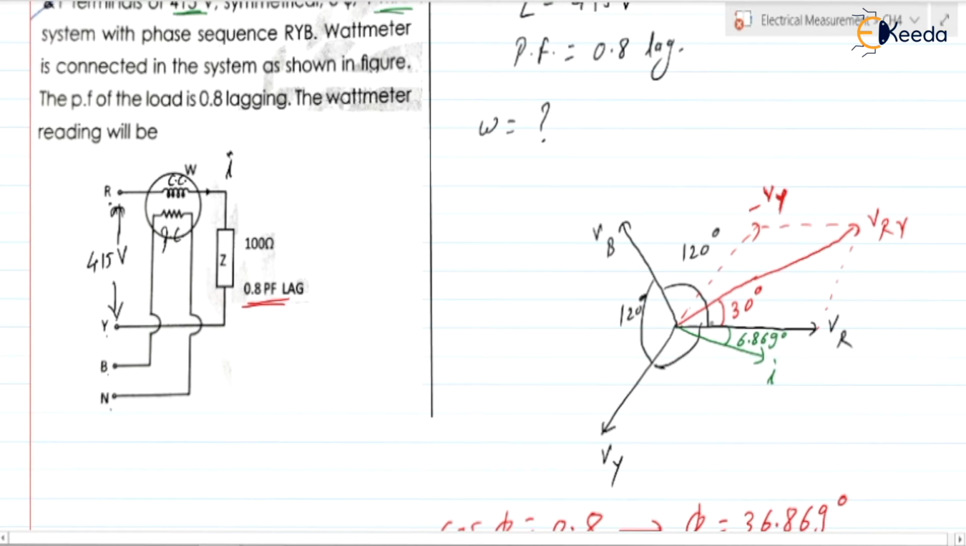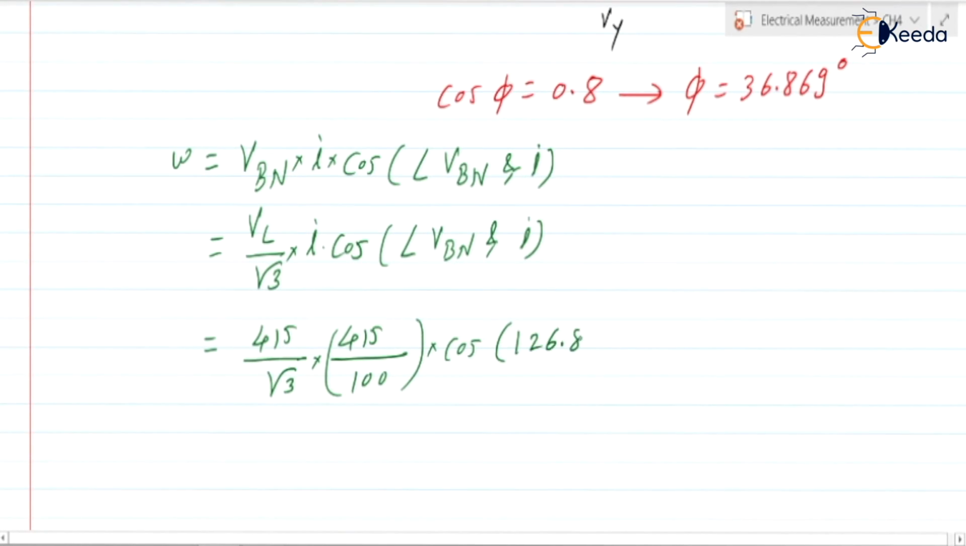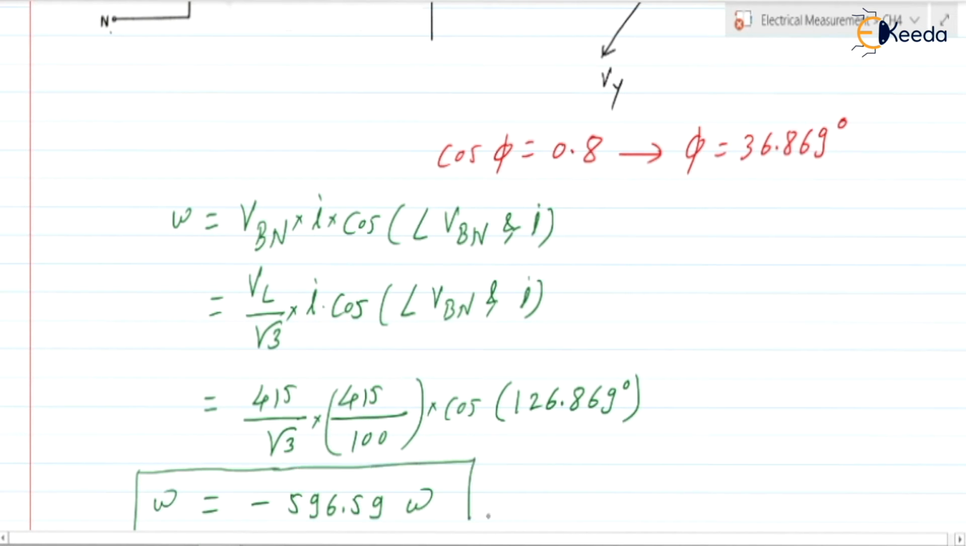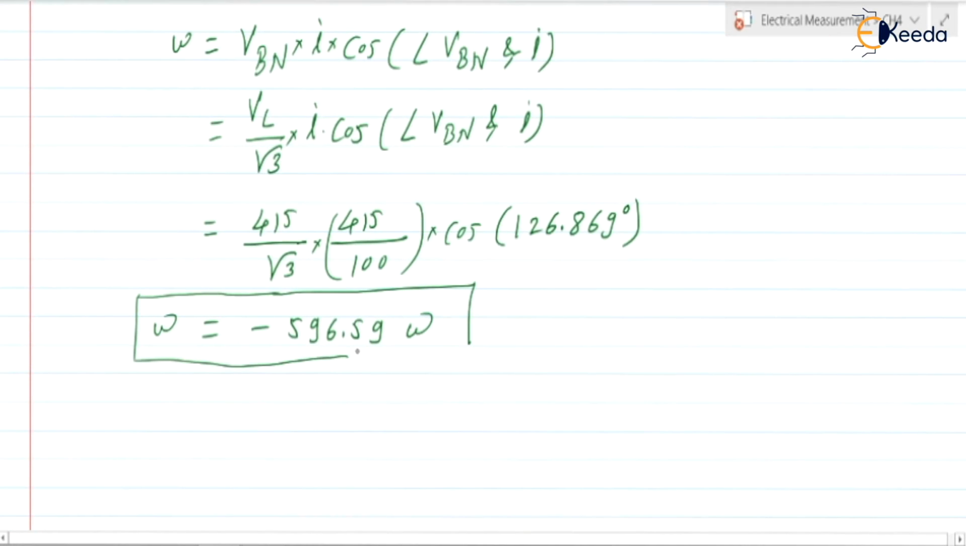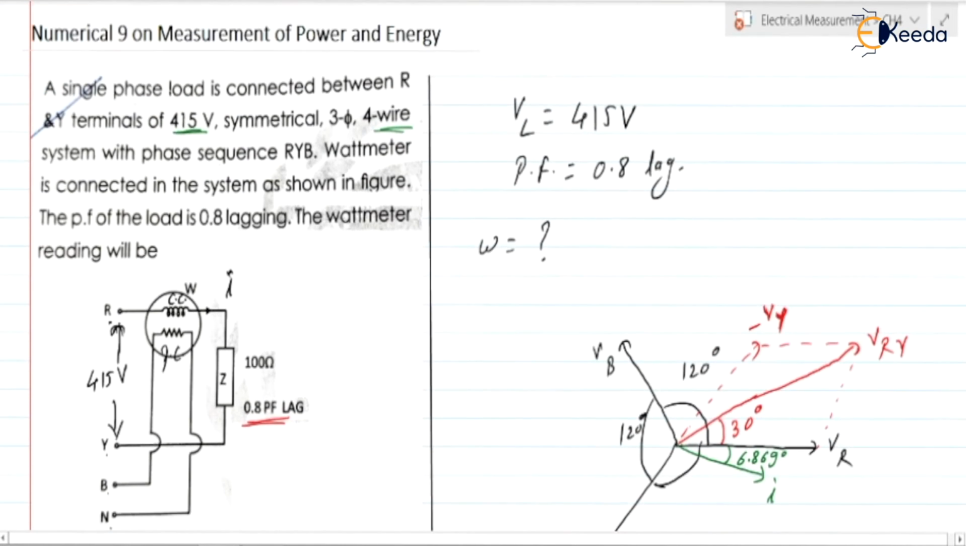This angle is 120 plus this 6.869, so it is 126.869 degrees. If we simplify it, we get minus 596.59 watts. This is the reading of the wattmeter, the final answer. So here we need to stick with the basics. That is, the reading of a wattmeter is nothing but the voltage across the potential coil into the current flowing through the current coil into the cos of the angle between the two.